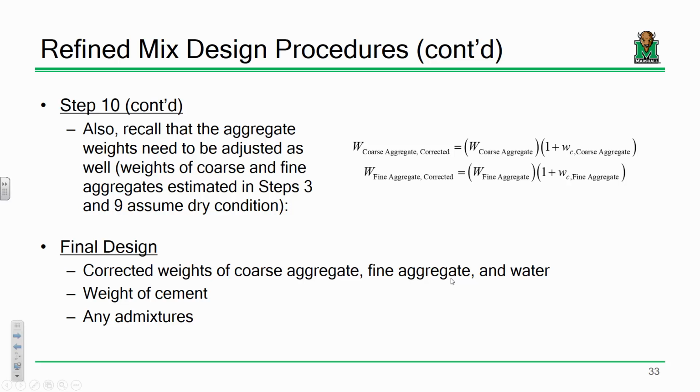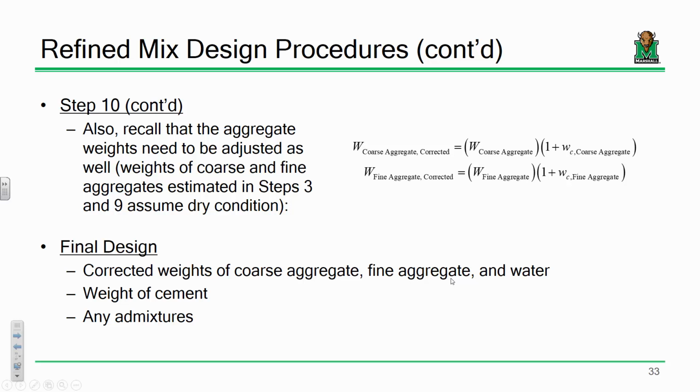One last thing that we're going to have to do is, if we're correcting the amount of water, we're also going to have to correct the amount of coarse aggregate that's added. We end up adding a little bit more to account for that change in volume, because the coarse aggregate has some moisture in it as well. So your final design, when it's all said and done, should be this. You should have corrected weights of your coarse aggregate, your fine aggregate, and your water. You should have the weight of the cement. That isn't corrected. And then any admixtures that go into your mix. And that's it. That is your mix design.